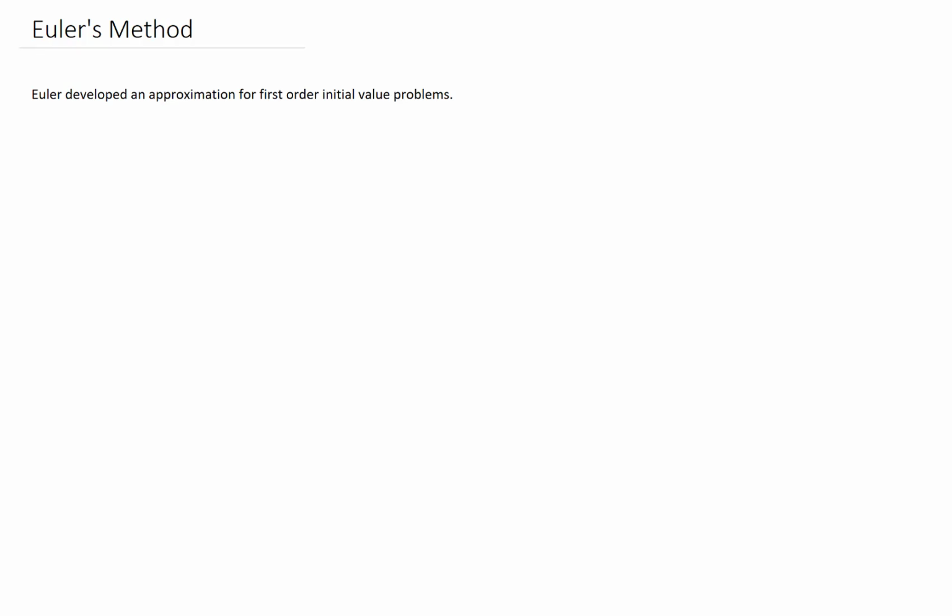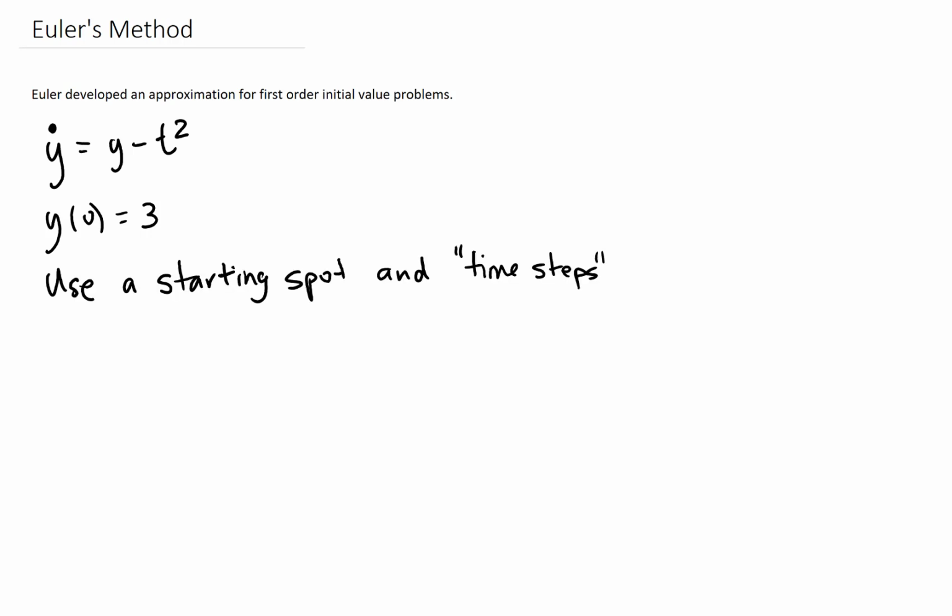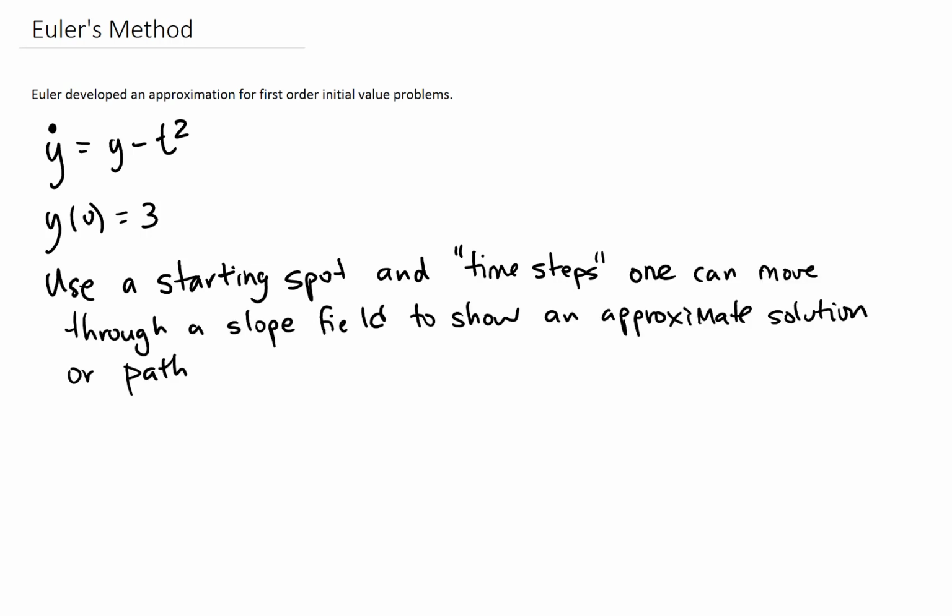Let's take a look at Euler's method, which he developed to approximate first-order initial value problems. Essentially, if you have an initial value problem, such as this, what he's just doing is using a starting spot and what he called a time step. One can move through the slope field to show an approximate solution or an approximate path. And of course, he used an iterative approach.